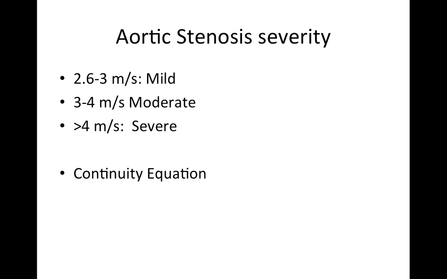So here are some measurements to consider. Mild aortic stenosis is between 2.6 to 3 meters per second. Moderate stenosis is between 3 and 4, and severe is greater than 4. This is a simplified approach to aortic stenosis. If you wanted to further characterize it, you could use the continuity equation. This goes beyond the scope of this video, but if you wanted to study it further, you could look in Otto's textbook of echocardiography, and I have the source at the end of this.